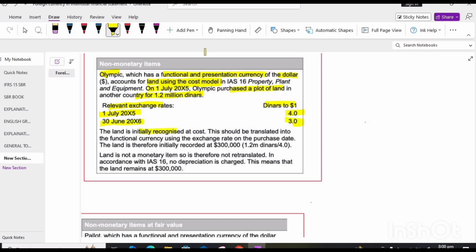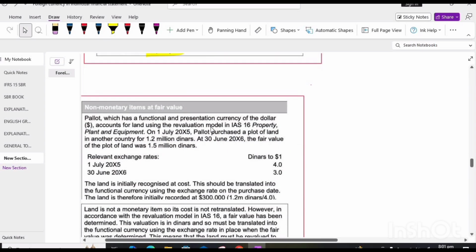So the land is initially recognized at cost, which should be translated into functional currency using the exchange rate at the purchase date, and the land is therefore initially regarded as this amount, because 1.2 million dinar divided by the exchange rate, and that is 4, so you will have $300,000. Land is not a monetary item, and therefore is not retranslated and should stay with the same amount of this one, 300 million. And you know that land is not a depreciable item, so we do not have to depreciate it. Clear?